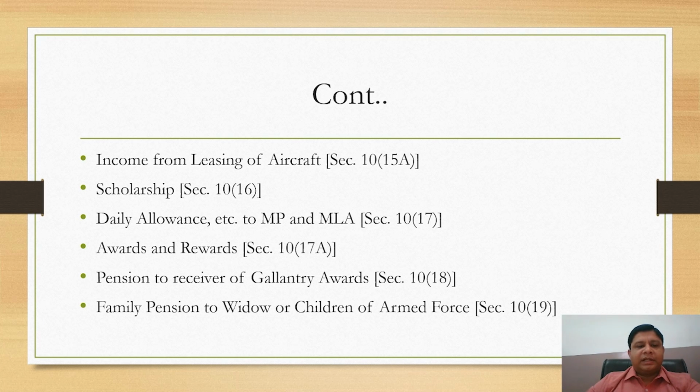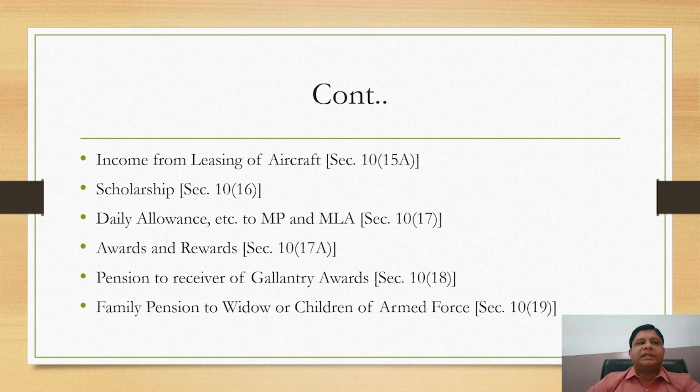Next, income, daily allowance, etc. to MP and MLA, pertaining to some explanations. First, daily allowance received by any person by reason of his membership of Parliament or of any state legislature or of any committee thereof. Second, any allowance received by any person by reason of his membership of Parliament, and constituency allowance received by any person by reason of his membership of a state legislature. Such allowances are fully exempted.